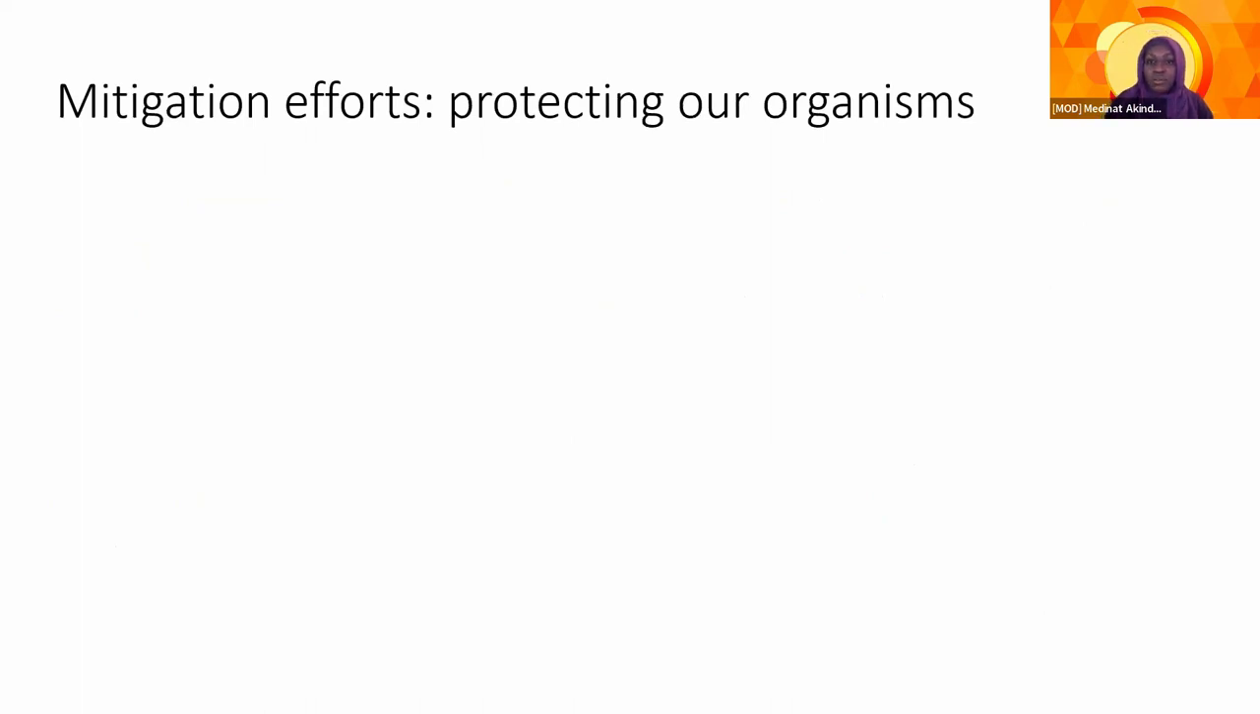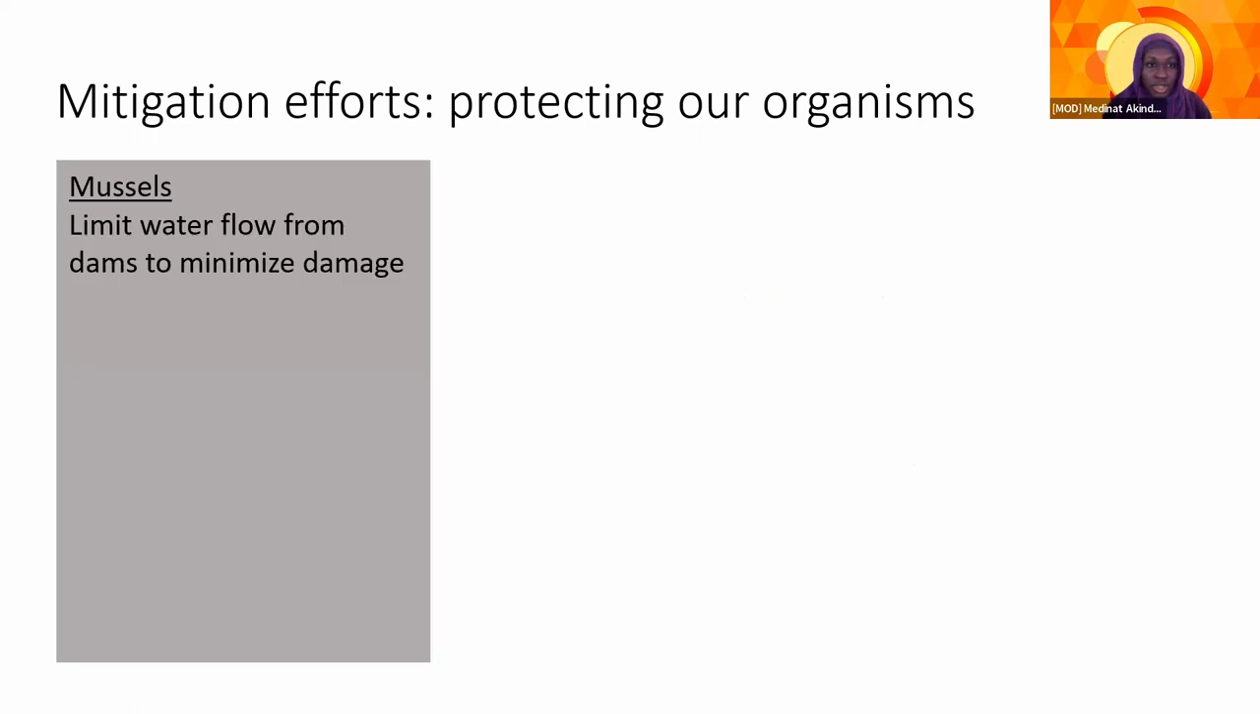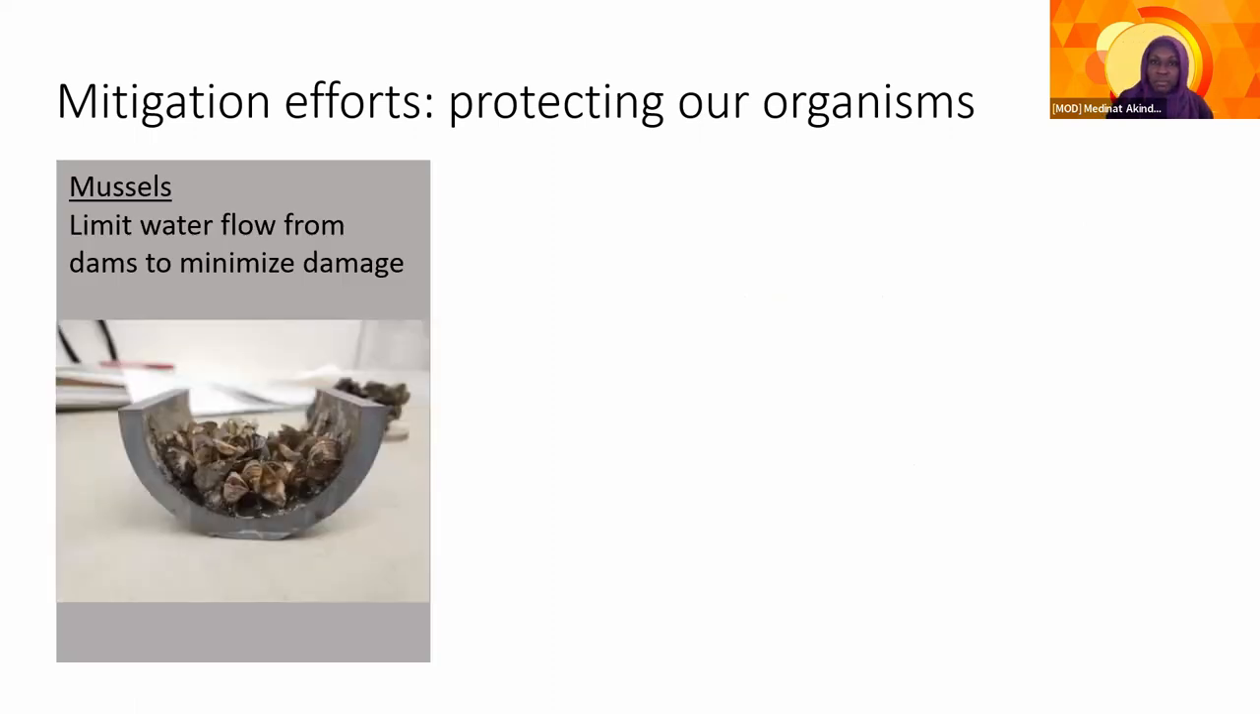Now we can look at mitigation efforts to protect these organisms. For mussels, they're being impacted by dams, just one of the many sea organisms that are being impacted by dams. Dams control the flow of water. So we can look at how dams are designed and the water flows that they're using, to see if we can minimize the damage that the mussels are being impacted by.